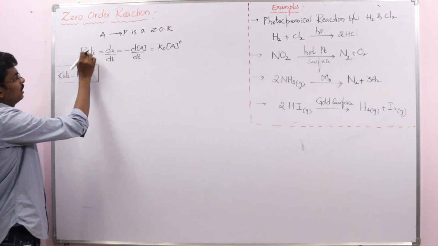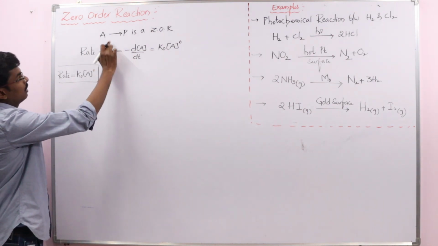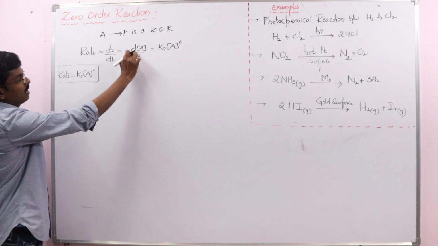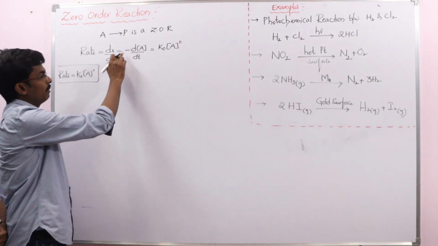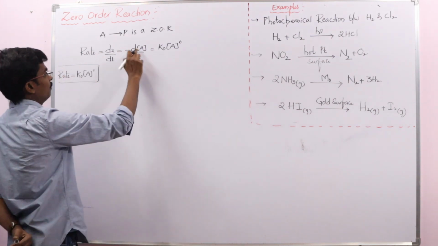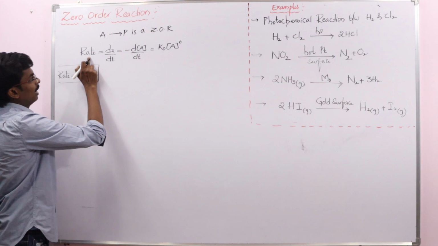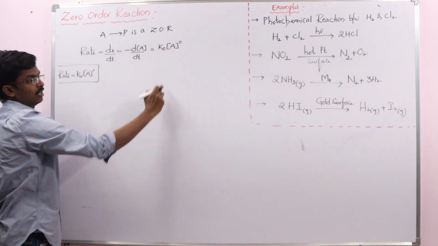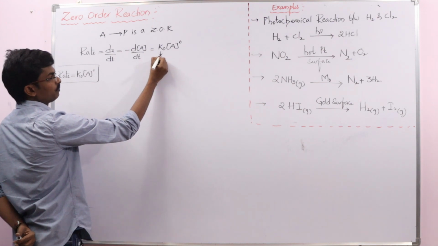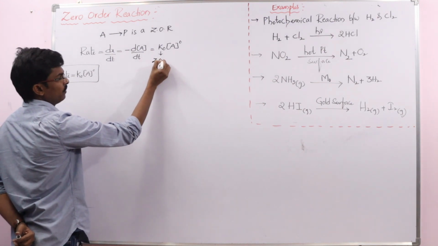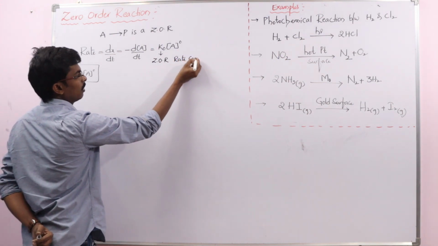Usually we represent the rate as dx by dt, and we also express it in terms of the reactant as minus d concentration of A by dt. The negative sign always represents the decrease in concentration of reactant. That's why I have given the rate as K naught concentration of A to the power of 0. What is K naught? It is the zero order rate constant.